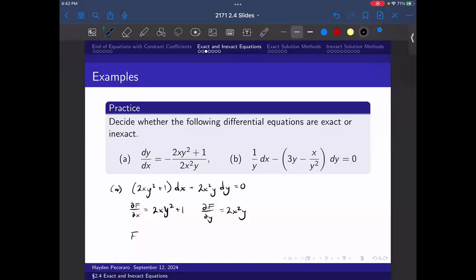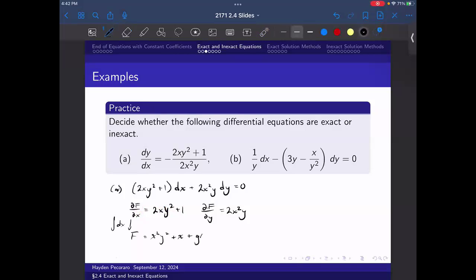So integral dx here, and we get, well, okay, 2x squared y squared. Okay, antiderivative of 1 with respect to x is 1, and then plus c, right? Almost.